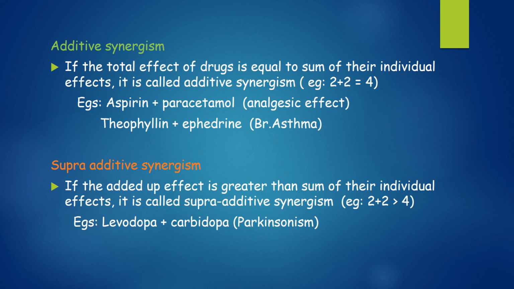So, it is like a simple addition of two effects. The effect of drug A plus the effect of drug B is equal to the effect when we combine A and B. Like in maths, 2 plus 2 is equal to 4. Here, when we combine paracetamol and aspirin, both have an analgesic effect. Theophylline and ephedrine for bronchial asthma, and also the individual actions are adding up to get the total of those individual actions. So, it is known as additive synergism.